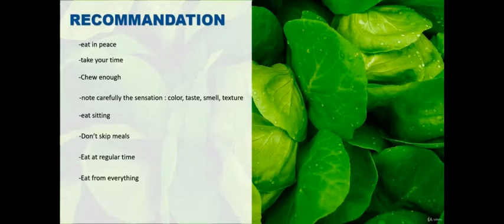Now, let's see some general recommendations that you may have been told since childhood. Eat in peace. Take your time. Chew enough. Note carefully the sensations, like color, taste, smell, texture. Eat sitting. Don't skip meals. Eat at regular times and eat from everything, like variety that implies vegetables, fruits, seeds, beans, and nuts.